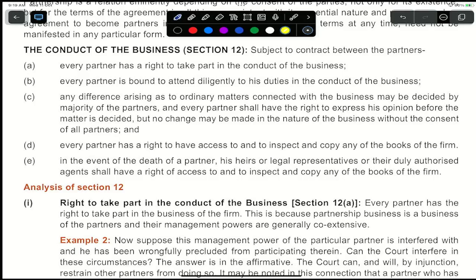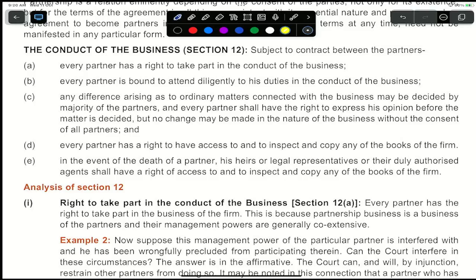If a deed is not drafted, Act will apply. These are all the provisions that will apply. These sections will apply if deed is there, deed is silent. Deed is silent. If deed is not there, this will apply. That's why he said subject to contract. If there is any contract between the partners, follow that. If no contract exists between the partners, come and read this.